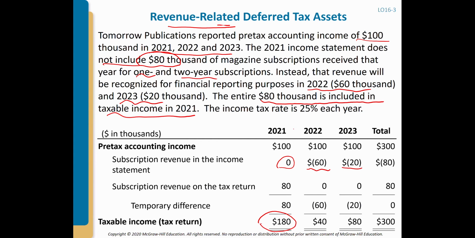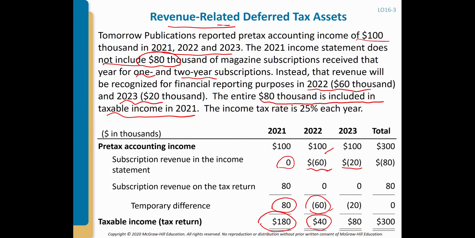So 180 minus 100, you can see that 80 is the temporary difference. We call it the future deductible amounts. In the future, in 2022, we can deduct 60. So accounting income of 100, now you deduct 60. That's why taxable income is 40.